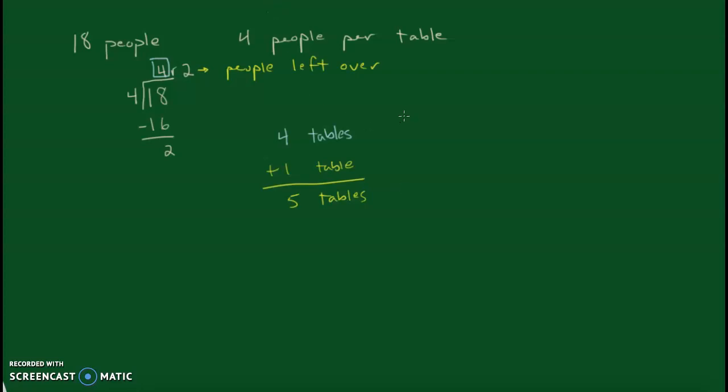So when asked to ignore the remainder or round up, the choice for this problem is you would round up. The 4 would go up to a 5 because you need 5 tables.